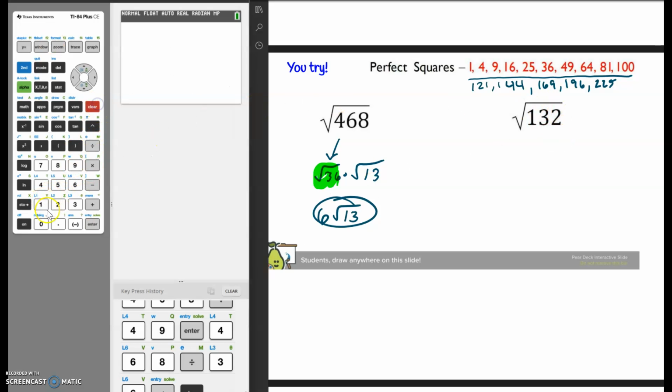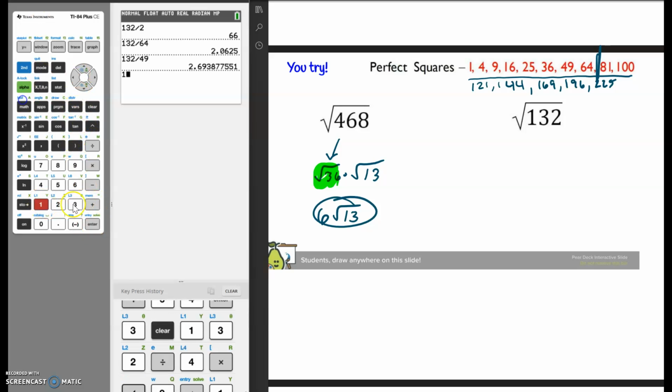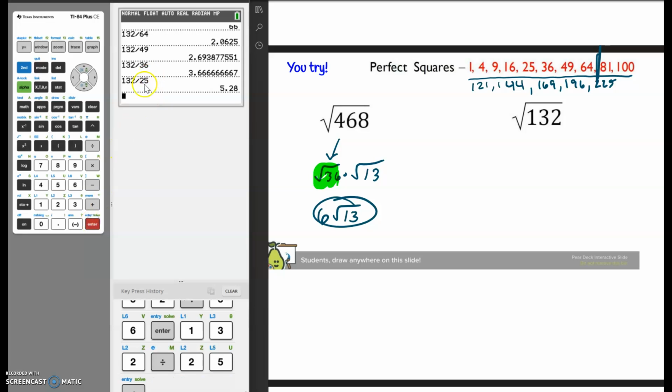132. Thank goodness that's a little bit smaller here. We divide by 2. We're going to start with all the numbers less than 66, which means we're going to start at 64. 132 divided by 64, decimal. 132 divided by 49. Nope. 132 divided by 36. Nope. 132 divided by 25, I know that won't work. Something that ends in 5 is not going to divide into something that ends in a 2.